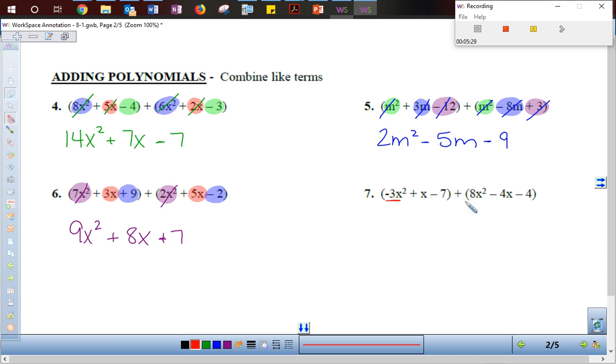Hopefully, you saw that this guy can go with this guy and give me a positive 5x squared. This guy can go with this guy and give me negative 3x. And this guy can go with this guy and give me a negative 11.